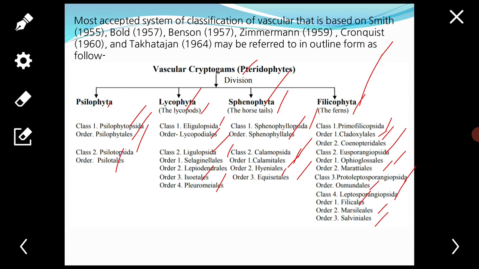Students, now we go to the characteristic features of each division. First, starting from the Coelophyta. The main plant body is rootless.